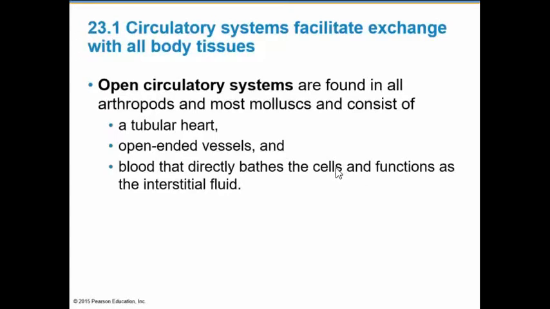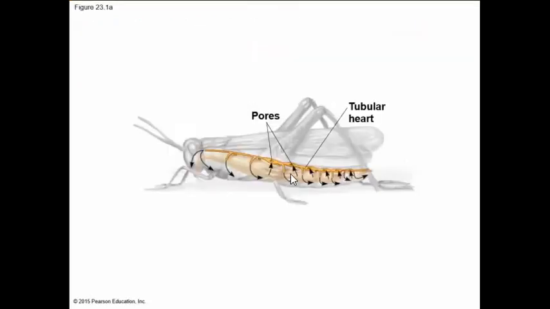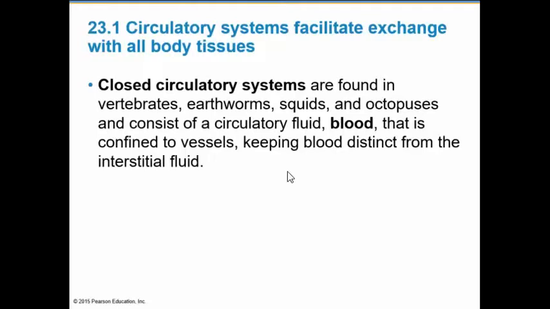But also, there's no distinction with an open circulatory system between blood and interstitial or tissue fluid. Animals with closed circulatory systems have that distinction. Closed circulatory systems are found in vertebrates, earthworms, squids, and octopi, and have a circulatory fluid, blood, that is confined within vessels and separate from interstitial fluid, which bathes the cells but is outside of the blood vessels.